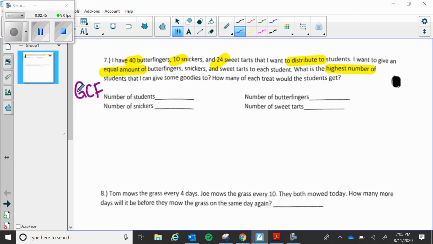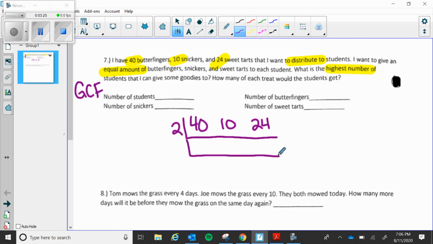So now that we know what we're solving for, let's set up our ladder. We've got 40, 10, and 24. And then bringing it down and over. All right, so based on the video from yesterday, we know how to solve using the ladder method. We're going to start to think of a number, or otherwise known as a factor, that could go into all three of these digits. If you notice, they're all even. So the easiest place for me to start is with a 2. So let's factor out that 2.